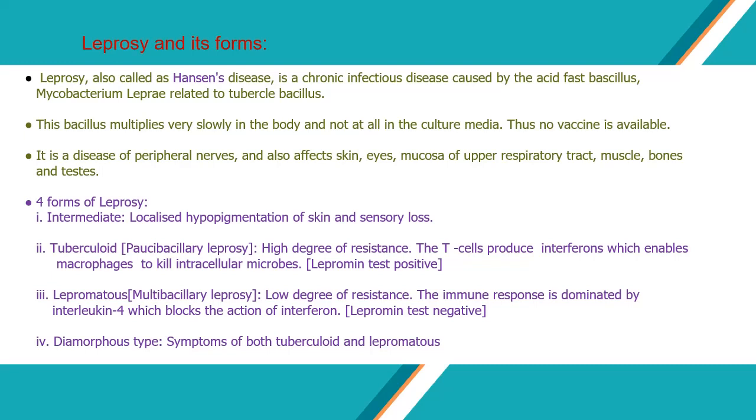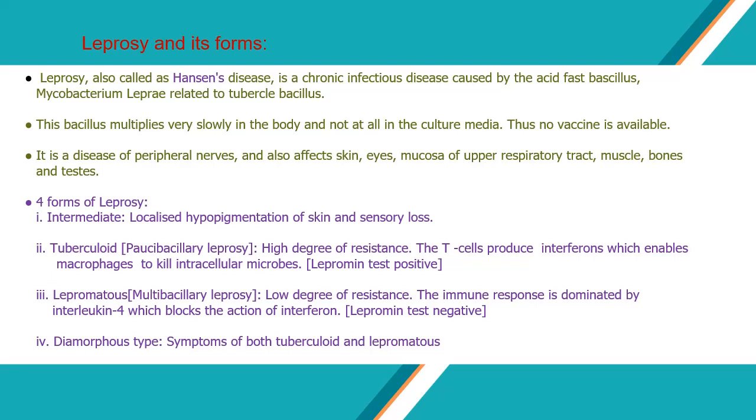Now, what does this mean? This means that the body's own T cells will produce interferons. The immune system will try to defend, the T cells will produce interferons, and these interferons will enable the macrophages, remember, the defense cells, to kill the intracellular microbes. So you will have a lepromin test positive in such cases. Since it is killing the microbes, the bacilli are moving out of the macrophages, and the smear will show positive. So this is the tuberculoid form.